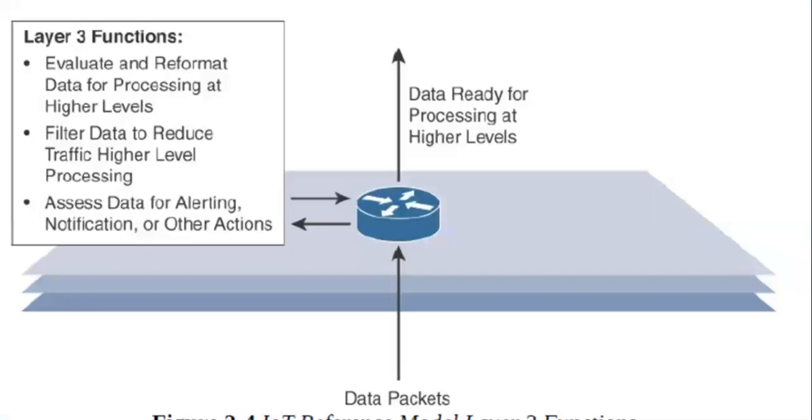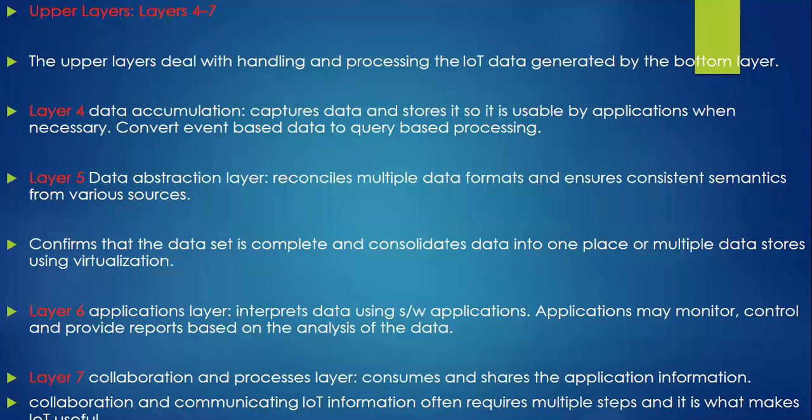So these are what the edge computing related functions of layer number 3 are. The main function is to evaluate and reformat data for processing at a higher level, filter data to reduce traffic at higher level processing, and assess data for alerting, notification and other actions. So this is about layer number 3.